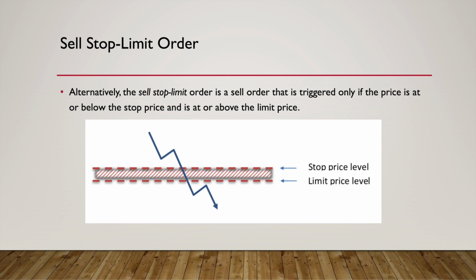Lastly, we have the sell stop limit order, which is the opposite of the buy stop limit order, and it will execute only if the price is at or below the stop price and is at or above the limit price. That's pretty straightforward.